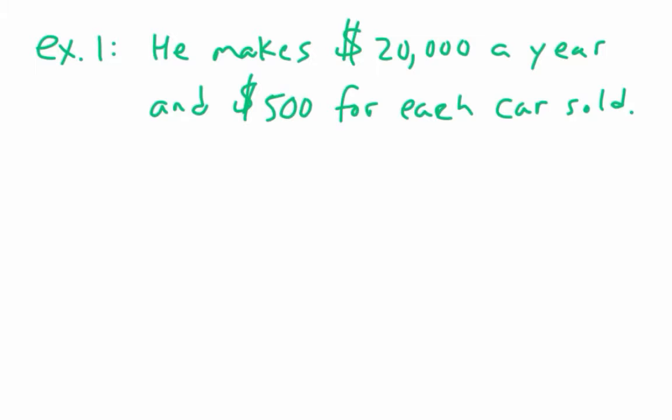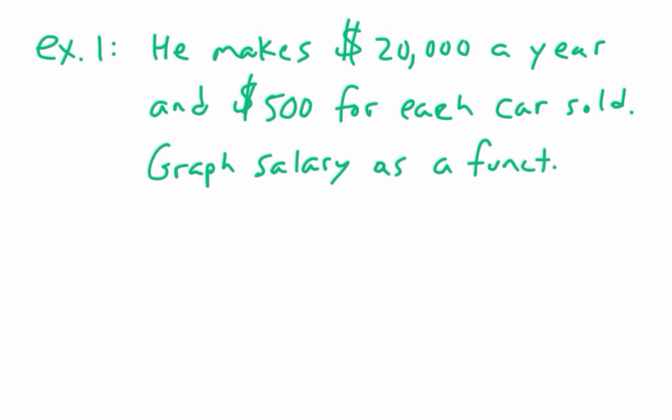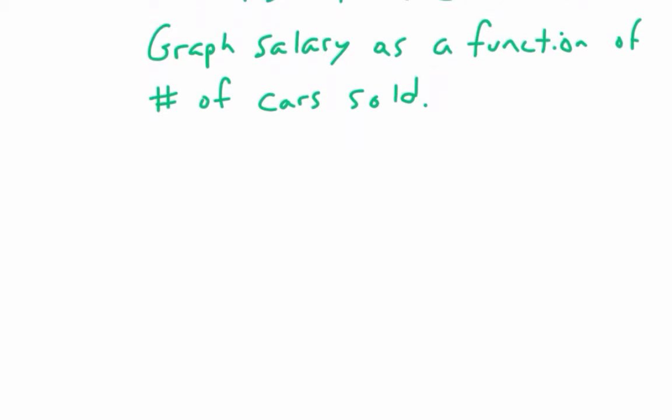So then you could graph the salary as a function of number of cars sold. So our salesman makes $20,000 a year and gets an additional $500 for each car he sells. So graph the salary as a function of the number of cars sold.